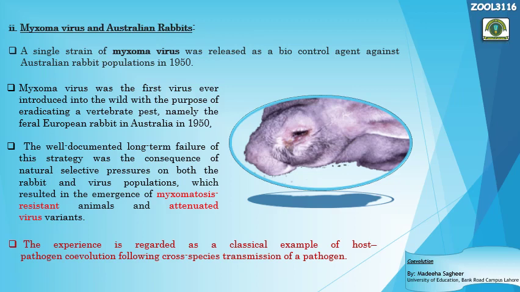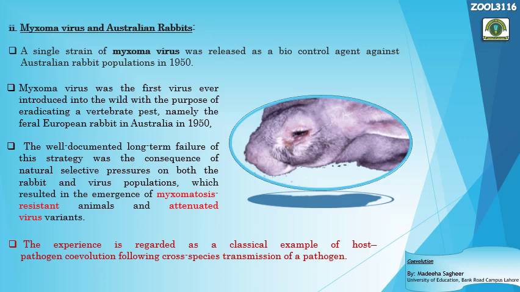It was behaving like a pest, and as you know, it is a vertebrate animal, so the word has been used, vertebrate pest. But this kind of biocontrol agent would prove unsuccessful later because of the coevolution, or because of evolution, or because of the natural selection in the rabbit population, and also in the different strains of the virus, Myxoma virus.